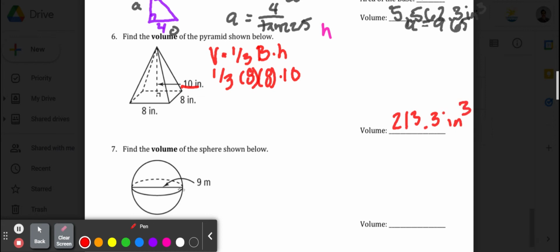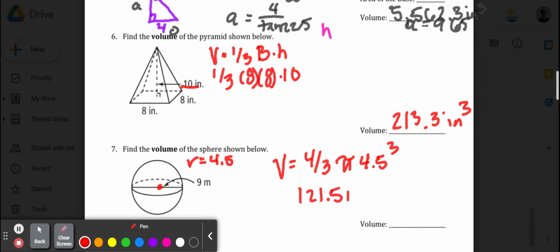Last one, volume. This is 9 pointing to here. I'm assuming that's probably radius. So, or sorry, diameter. So radius is 4.5. And so we're just going to go ahead and plug that into the formula. Volume equals 4/3 pi 4.5 cubed. So 4.5 cubed, and then I just do times 4 divided by 3 in my calculator. So I get about 121.5 pi.